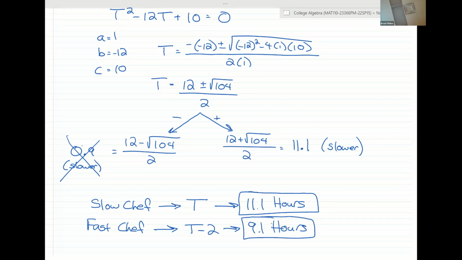I'll take a look at the test and I'll let you know. When I did look at them, the review guide looked very similar to the test. The review guide, the test, there's not going to be any surprises.